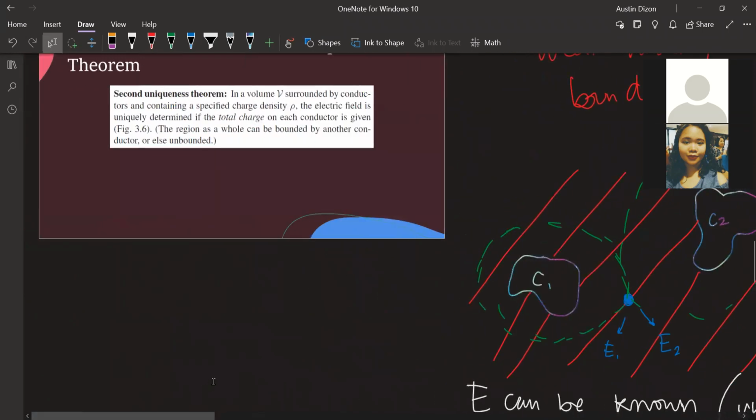So yung sa Griffiths sa libro, medyo mahirap yung discussion, pero you can read more about it, okay? Gagamitan niya ng potential.